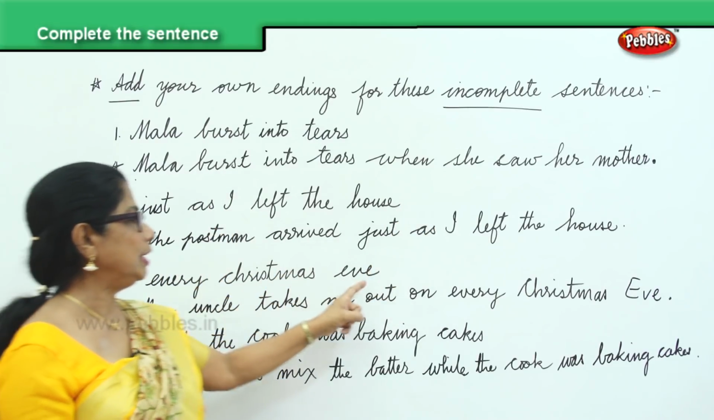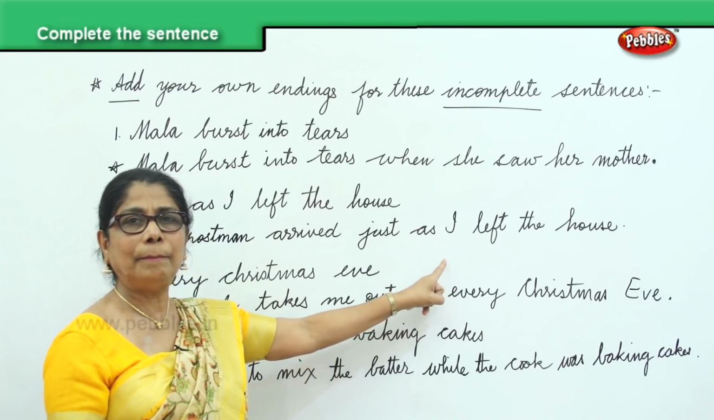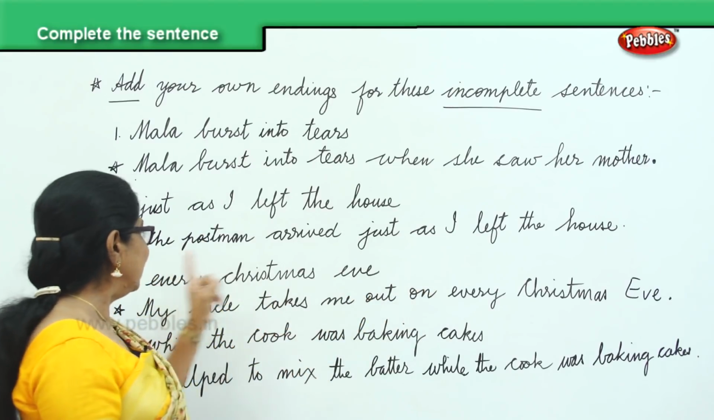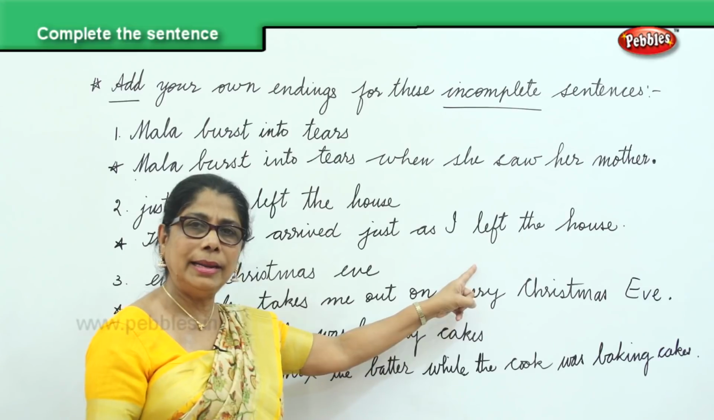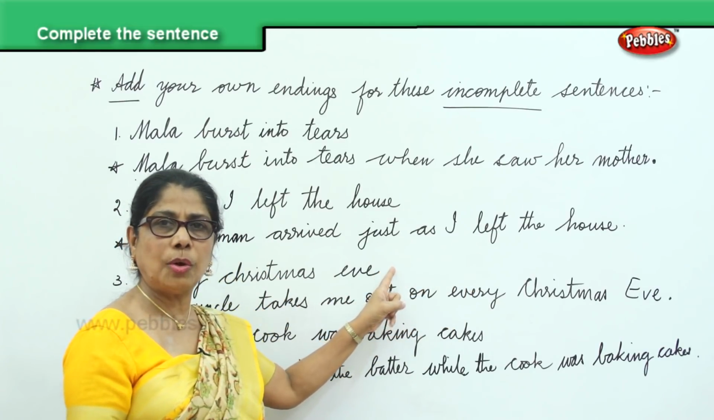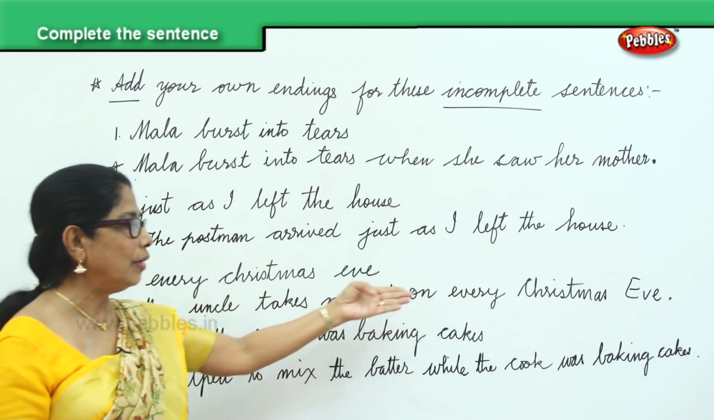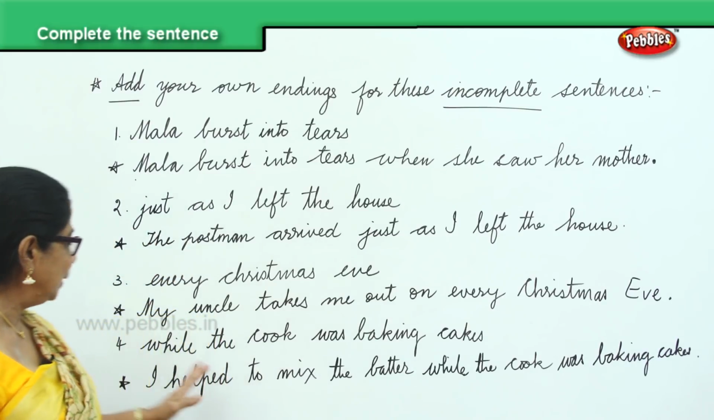Every Christmas Eve, we had dinner party at some hotel. Every Christmas Eve, we went out for a dinner. Every Christmas Eve, my mom took us to a mall, whatever. We can change it. My uncle takes me out on every Christmas. You can end it, begin it, either way, make a complete sense.